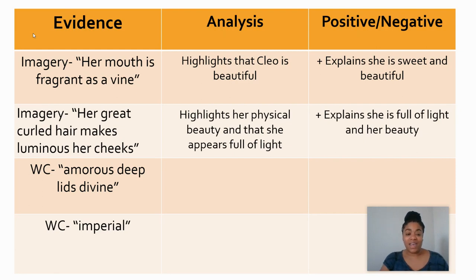Our very first piece of evidence is "Amorous deep lids divine." Amorous deep lids divine. We need to break that down. What exactly does that mean? Now, scholars, I know that some of these words or the use of the words is not what we're used to. It's completely okay. So let's look at what this says. We need to look at amorous deep and then lids divine. So scholars, amorous means full of love, something that is loving.